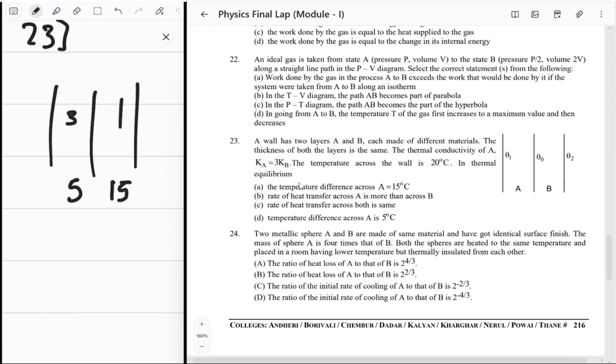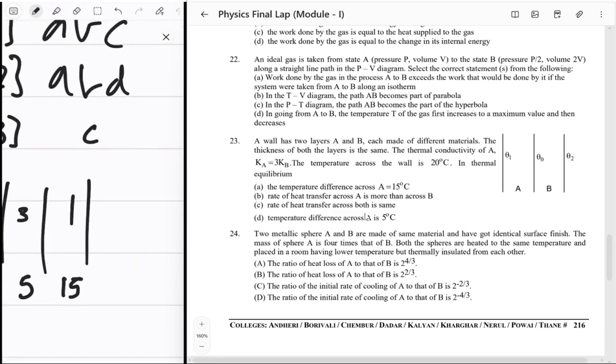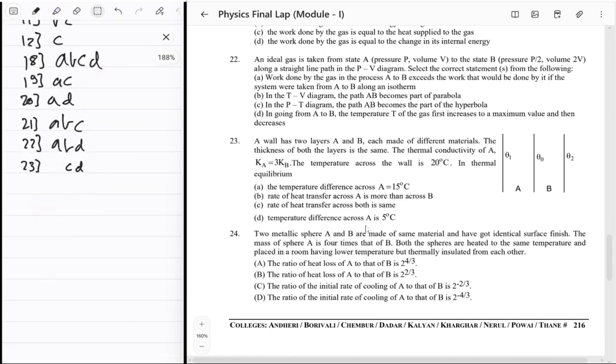Okay, in thermal equilibrium, the temperature difference across A, right, across this guy, that's just 5 degrees Celsius, not 15. Rate of heat transfer across A is more? नहीं, same है ना यार, that's the thing. Rate of heat transfer across both is same, so C is the thing, sure. The temperature difference across A is 5, yeah, so D is also right. Next question. 24th.